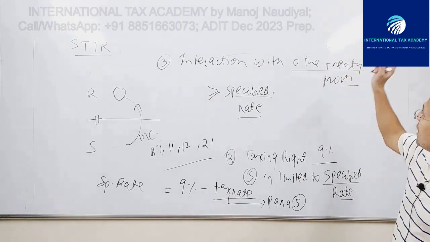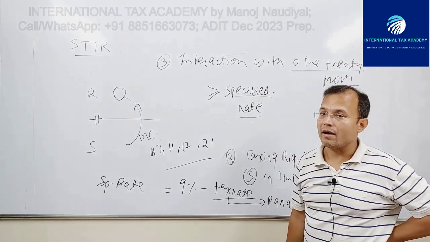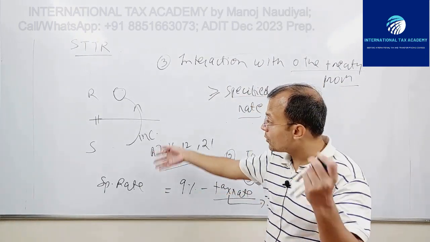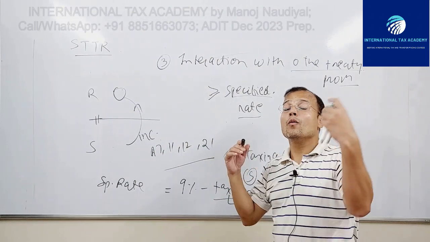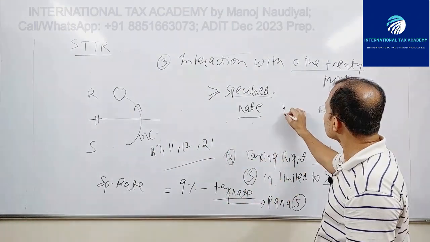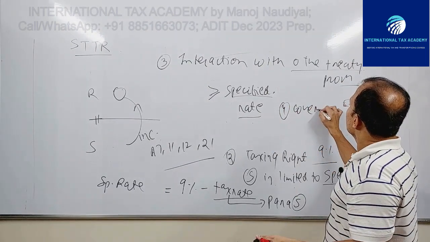Interaction with other treaty provisions. Paragraph 4, covered income. We've talked about covered income. What is the scope of STTR? What income is covered under the scope of STTR? Covered income.